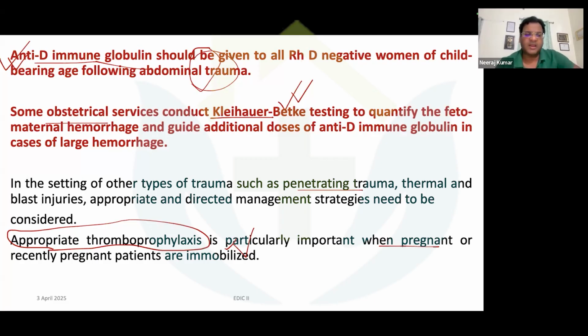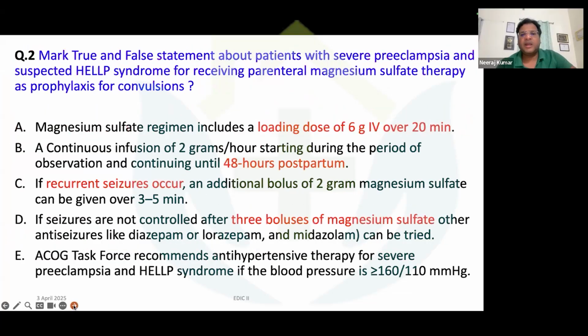So thromboprophylaxis needs to be added. Now, again, this is another question which is related to your severe preeclampsia. This time, I request that you all attempt this question. Let me read this question again. It's a true and false statement. I want to check the knowledge related to severe preeclampsia and suspected HELP syndrome.